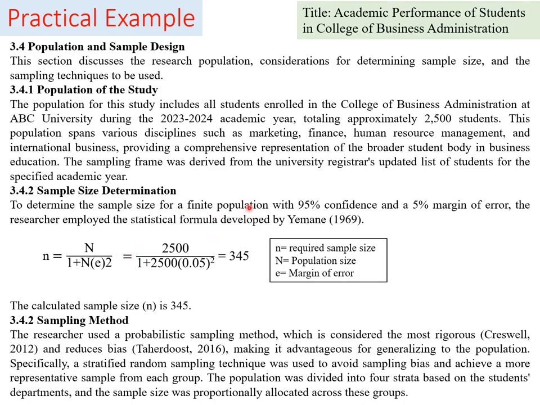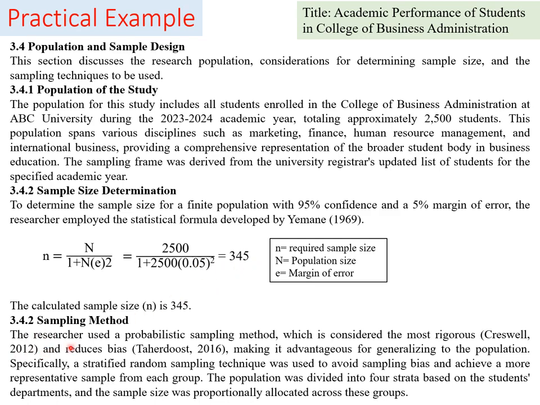With a finite population of 2,500, 95% confidence and 5% margin of error, the researcher employed the statistical formula developed by Yamane. So we can get the sample size of 345.